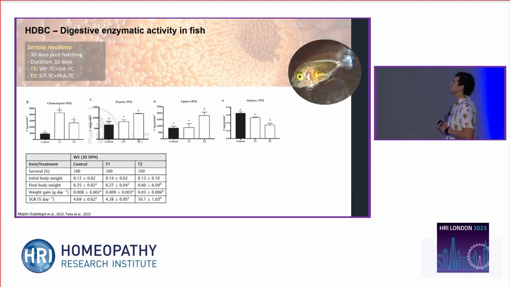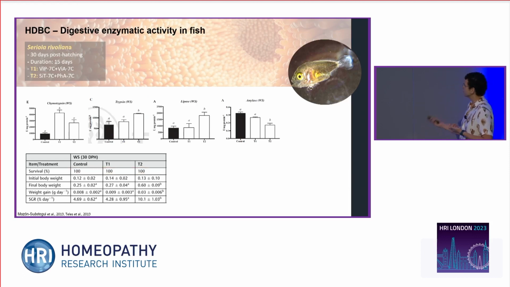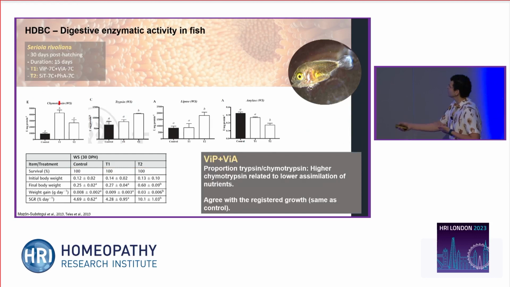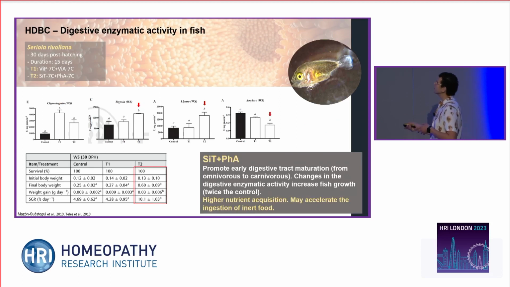Because we saw that interesting result with the increase of carbohydrate reserves in liver and fish before, we decided to analyze the activity of digestive enzymes in 30 days post-hatching fish, and we didn't see an effect on survival, which is good. It's not affecting the health of the fish. On the contrary, in the case of BIA and BEEF, we didn't see a specific regulation of this digestive enzymatic activity. However, when we use SEED and FAT, we are seeing an increase of trypsin and lipase, which are enzymes related to protein and lipid assimilation, and a reduction of amylase.